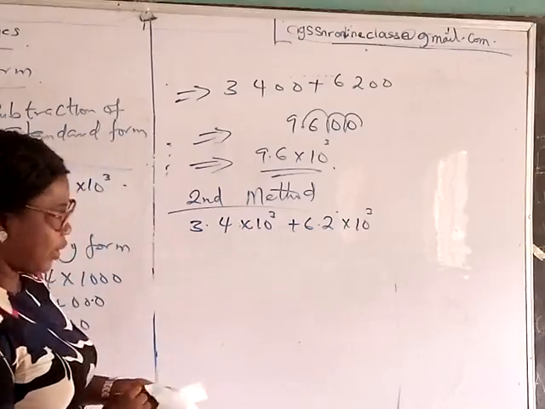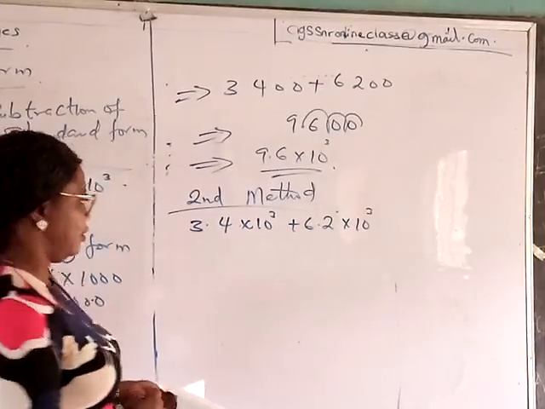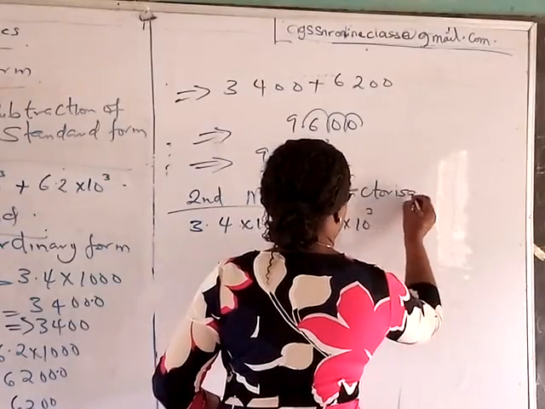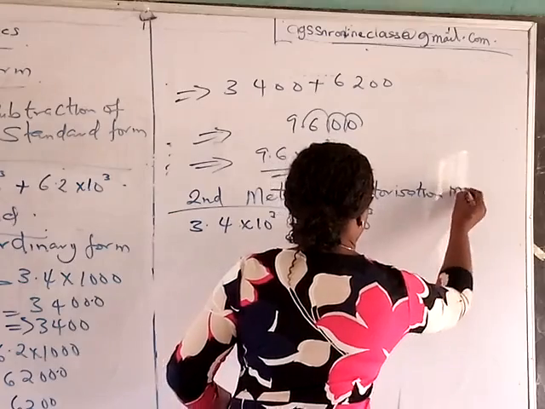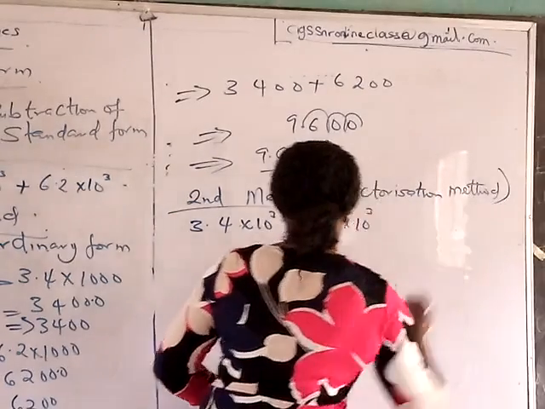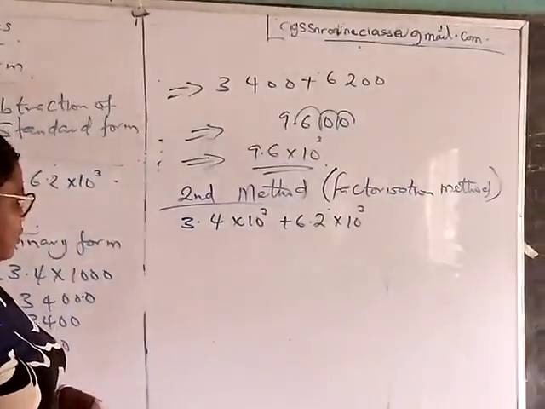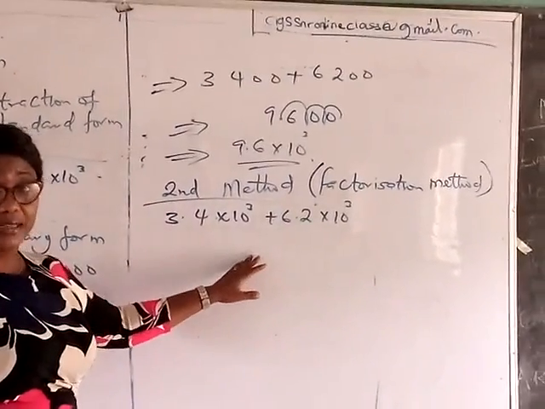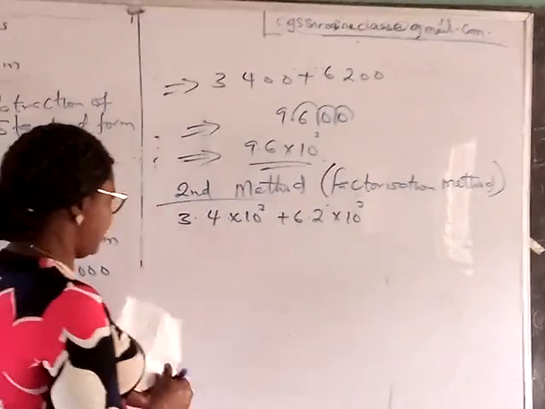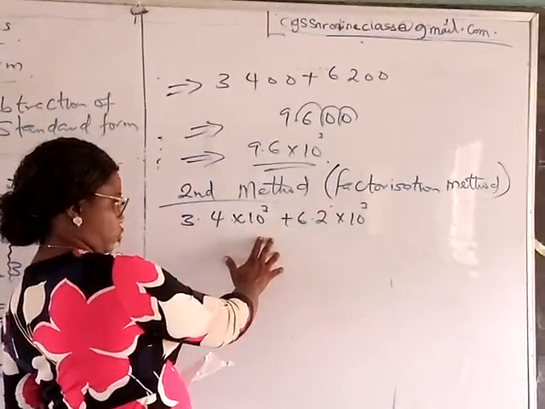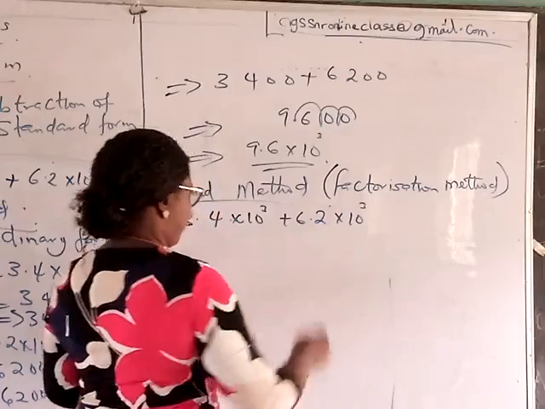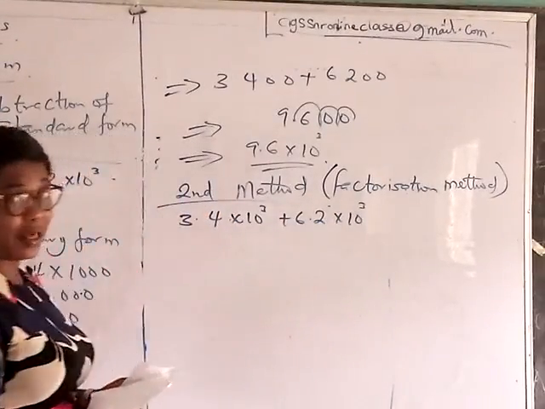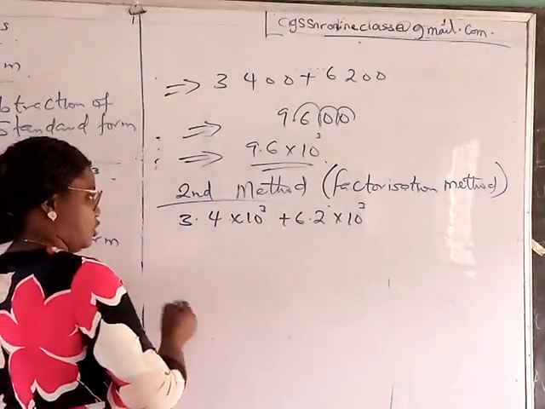Now, I said the second method has to do with factorizing, using the factorization method. Now, what do we mean by factorizing it? When we say we want to factorize, that means we are looking for what is common on both sides. So, looking at this one standard form number, and this another one, the thing that is common to both of them is 10 raised to the power 3. So, we bring out that which is common.